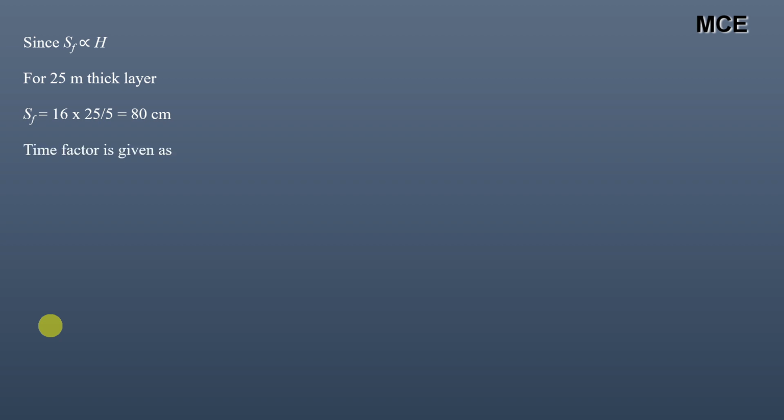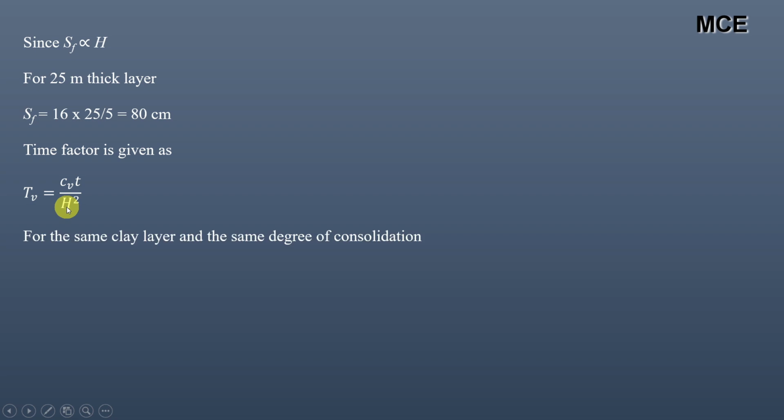Time factor is given as Tv is equal to Cv into t divided by H square. Okay, this Cv is the coefficient of consolidation, t is the time, and H is the drainage path. So for the same clay layer and the same degree of consolidation, since this t is directly proportional to the square of the drainage path, you can write t1 divided by H1 square is equal to t2 divided by H2 square.